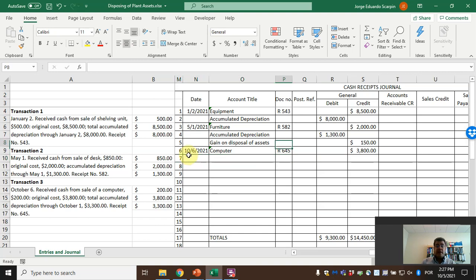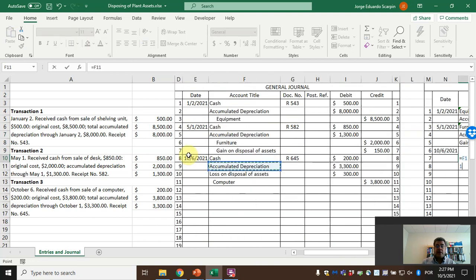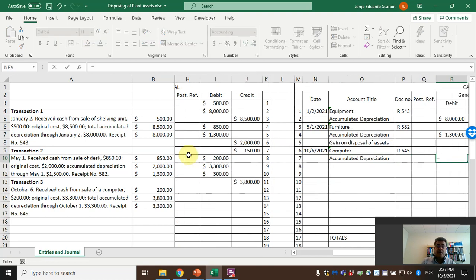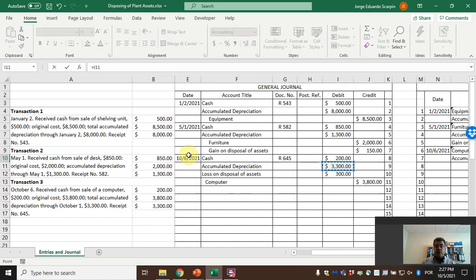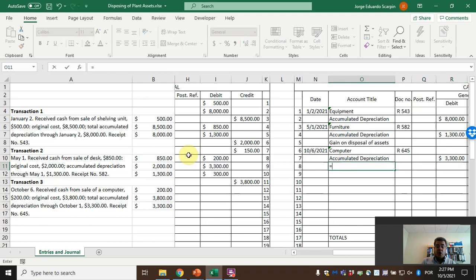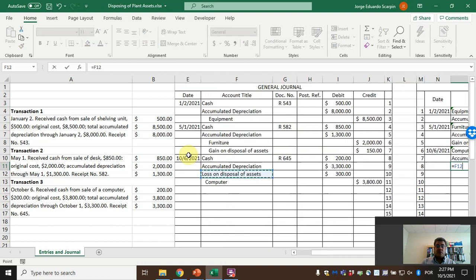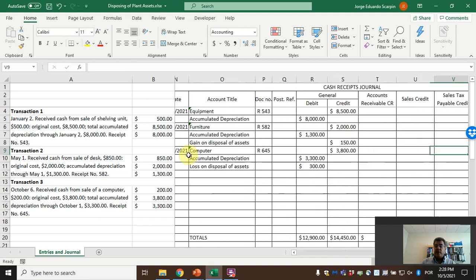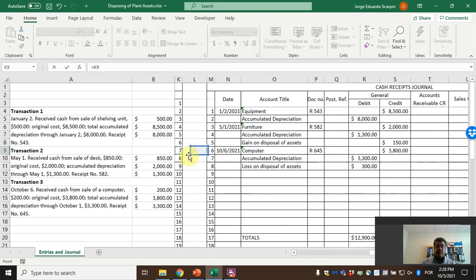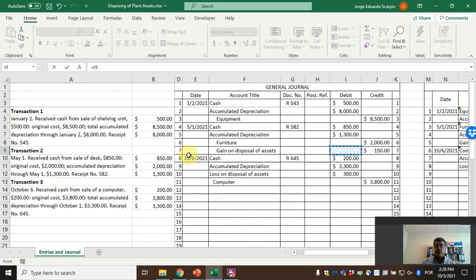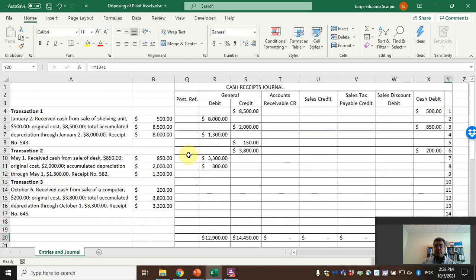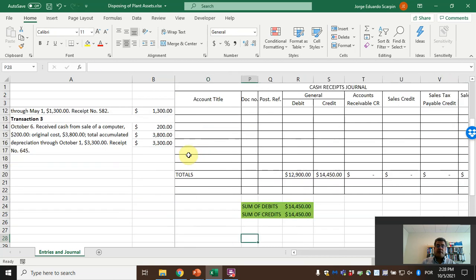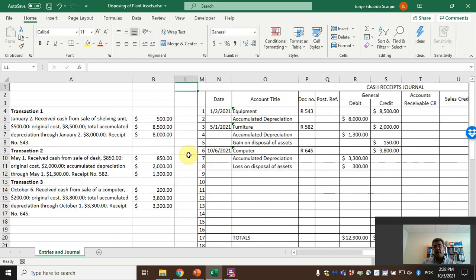Okay? Now accumulated depreciation. Accumulated depreciation, a debit, $3,300. And loss on disposal of assets, $300. And now our cash debit, $200. And here the sum of debits and credits are good.